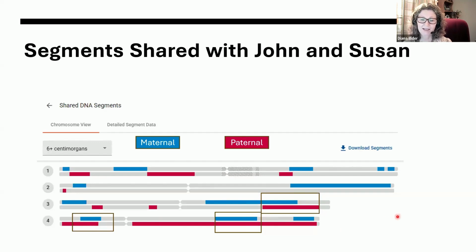But in this case, it does not show triangulation. It just merely shows that one is sharing on one of my maternal chromosomes, the other sharing on my paternal chromosome. So that can be kind of tricky to understand. And so that just lets us know we've got to do our homework and really understand where these people are coming from when we're trying to do triangulation with them.